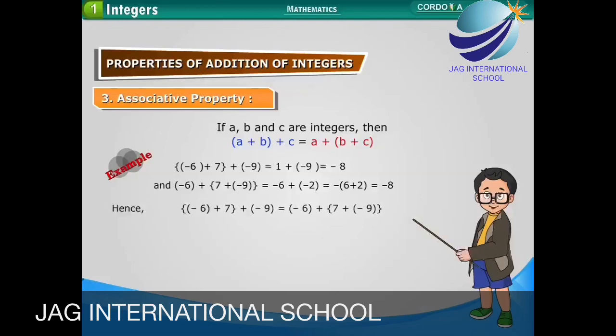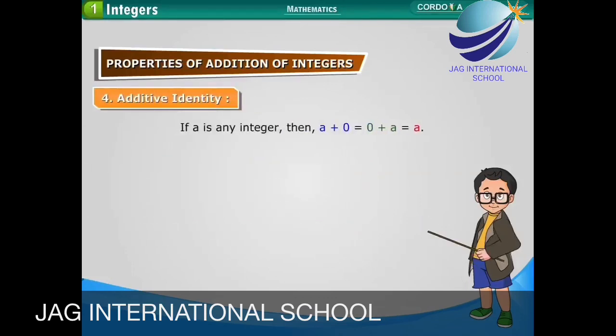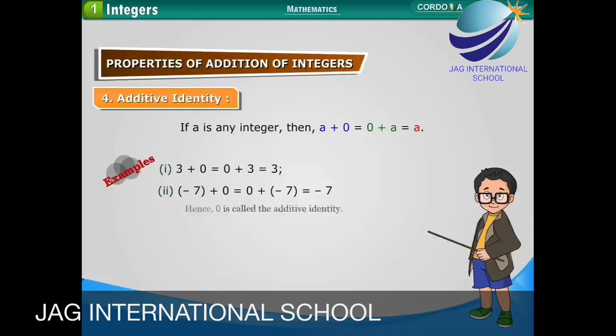Hence, (-6 + 7) + (-9) is equal to -6 + (7 + (-9)). Therefore, in addition of integers, order does not matter. Additive identity: if a is any integer, then a + 0 is equal to 0 + a, which is equal to a. Examples: 3 + 0 is equal to 0 + 3, which is equal to 3. -7 + 0 is equal to 0 + (-7), which is equal to -7. Hence, 0 is called the additive identity.